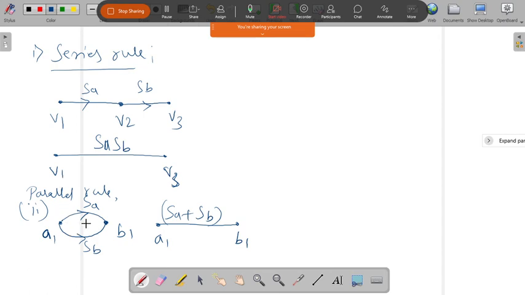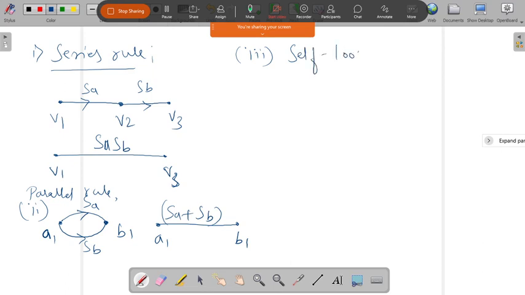Observe here that both the signals should go from the same node to the other node. It is not opposite. If it is in the opposite direction, you should not write it like this. That is very important. Both signals must be in the same direction, parallel to each other, going from one node to the other node. Then we can write SA plus SB. Now the third one is the self loop rule.